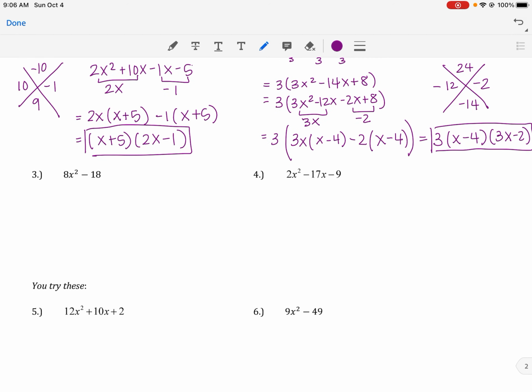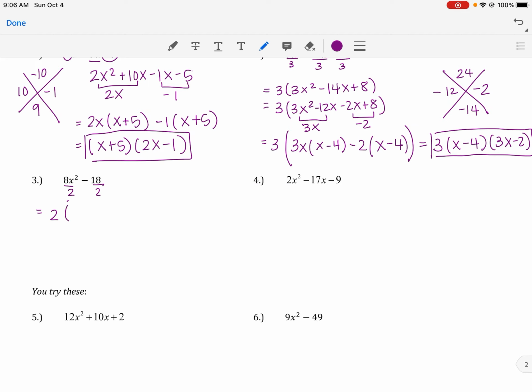Okay. On this next one, 8 and 18. Oh, I feel like they can at least both have a 2. Is there anything bigger? 4? Nope. Okay, so let's divide both of them by 2. So we'd have 2, and then we have 4x squared minus 9.